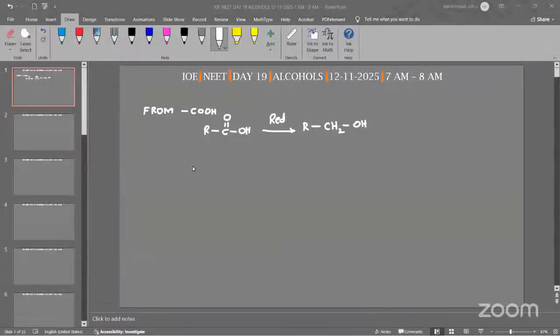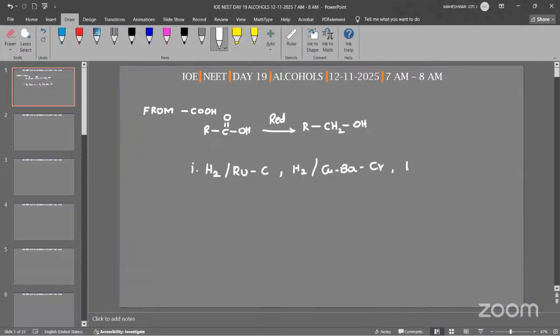The reagents used are, first one, hydrogenation in presence of ruthenium carbon. Hydrogenation in presence of copper, barium, chromium.